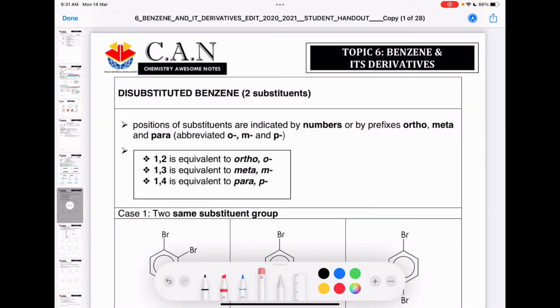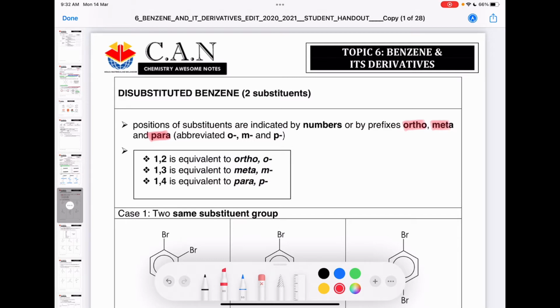Okay, now let's proceed with benzene that has 2 substituents. Now, as I mentioned before, when the benzene has 1 or 2 or 3 or 4 substituents, they have different ways of naming. For disubstituted benzene, the way we are going to name them is by using the prefixes ortho, meta, and para. And the abbreviations we always use are O, M, and P, indicating ortho, meta, and para.